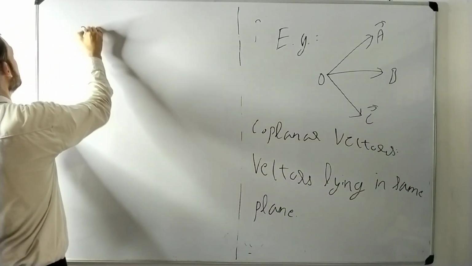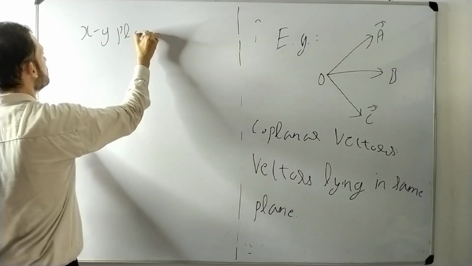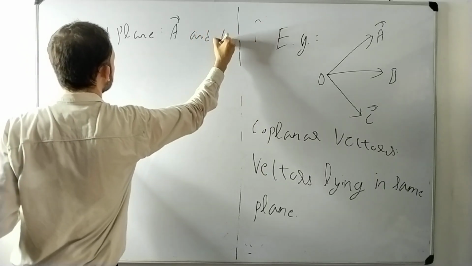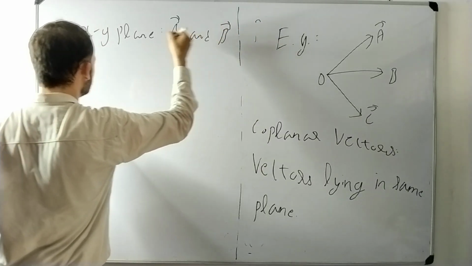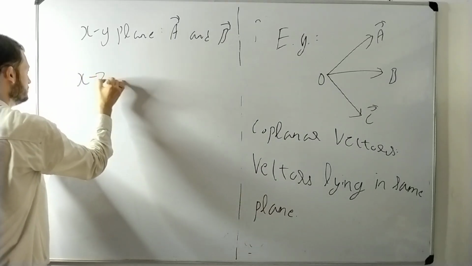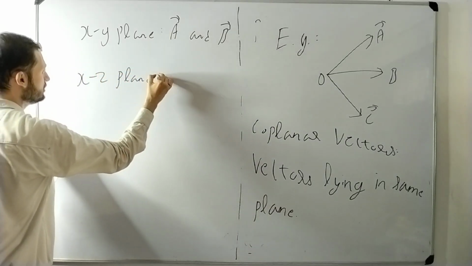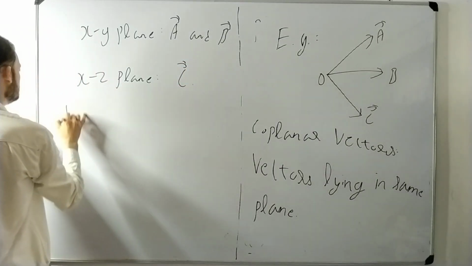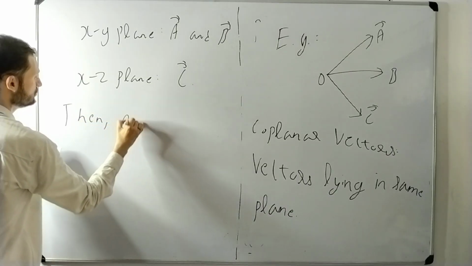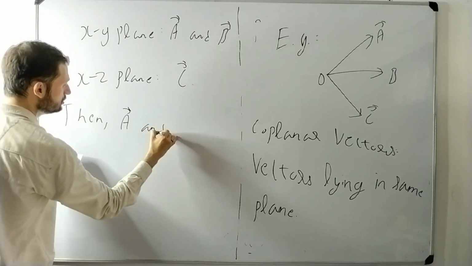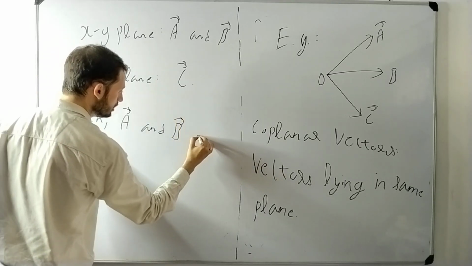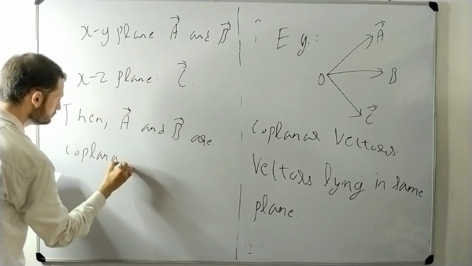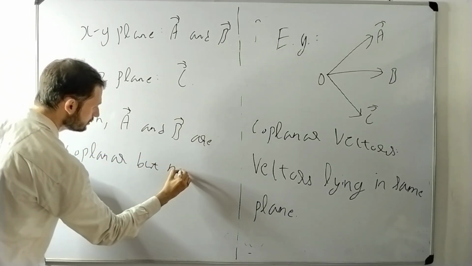Suppose in the xy plane, A and B are there, but in the xz plane we have vector C. Then A and B are coplanar, but not C.